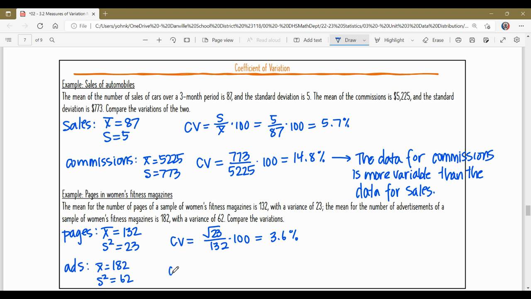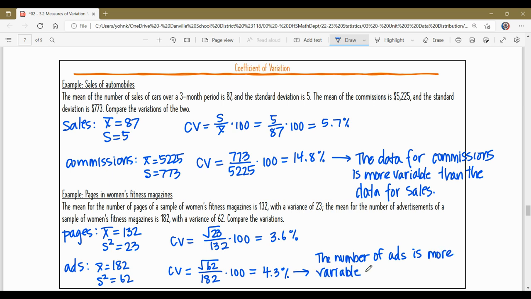If I do the coefficient of variation for the number of ads in the magazine, again, I need to put standard deviation on top. Since all I have is variance, I'm going to square root it. On the bottom, I'm going to put the mean, which is 182, and I'm going to times by 100. If I do this, it gives me 4.3%. So what this tells me is that the number of advertisements is more variable than the number of pages.